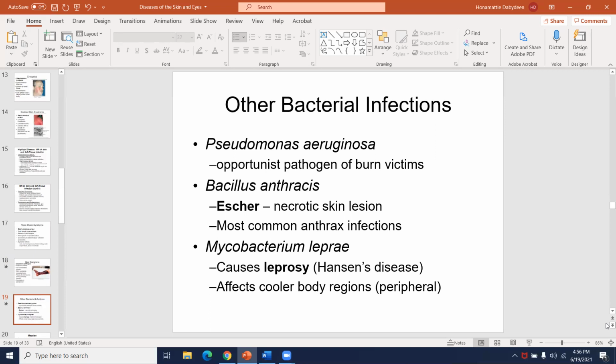And then we also talked about Mycobacterium leprae causing leprosy or Hansen's disease. We did that one when we were doing the AFB, the acid fast staining in the lab. And Mycobacterium tuberculosis would live in the deeper core of the body, in the lungs, and will tolerate deep body temperature. This organism likes the cooler parts of the body, like the peripheral area and the skin, which is cooler than the core body temperature, and grows there very well.